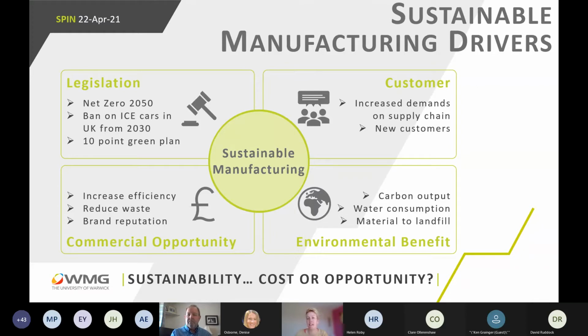And for the customer, increasingly we're seeing demand-driven innovation. At our events we've had Ford and United Utilities speak about how they're looking for sustainable practices within their supply chain now. So it's not just consumers, it's the big organisations looking to their suppliers as well.